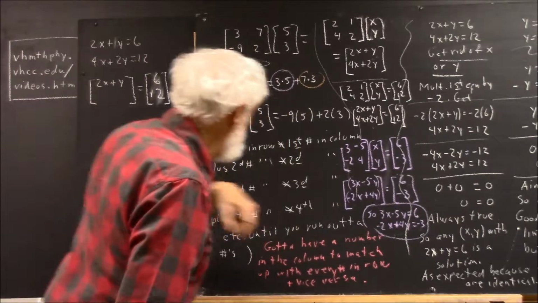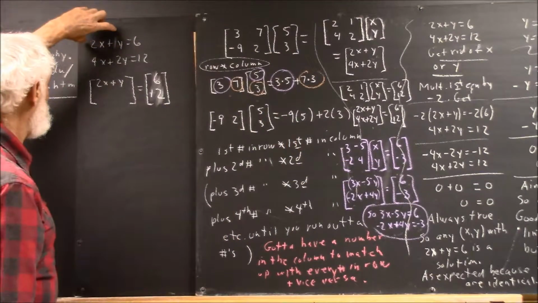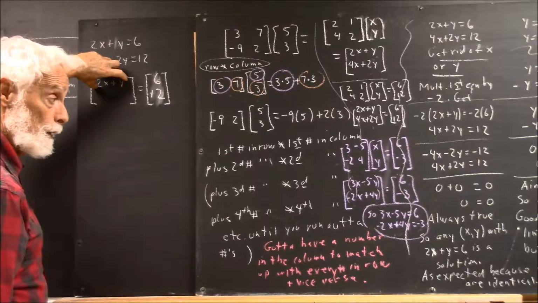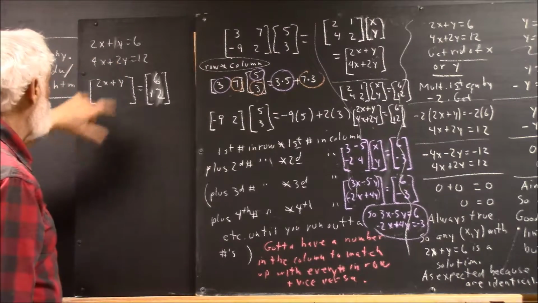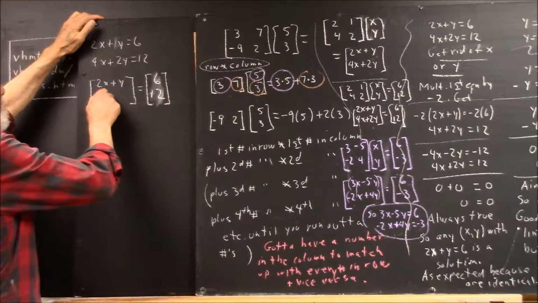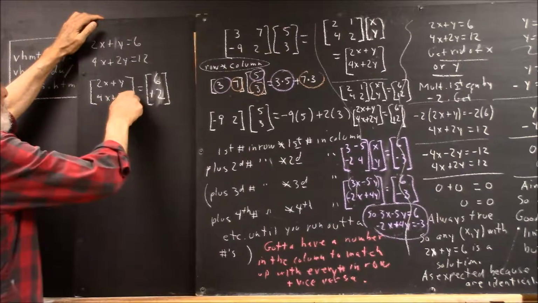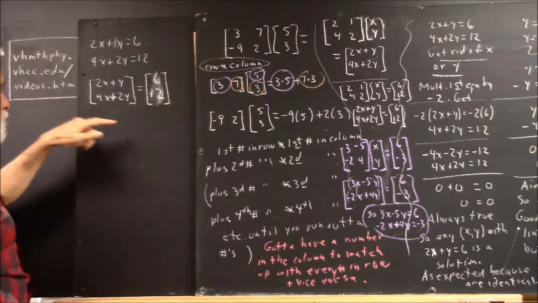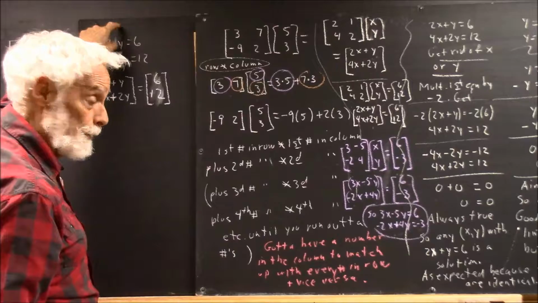On the left-hand side next to the 6, the 2x plus y is therefore going to go here. And the 4x plus 2y is going to go here. And then we stop and take a breath and say, does this really say the same thing that this does?